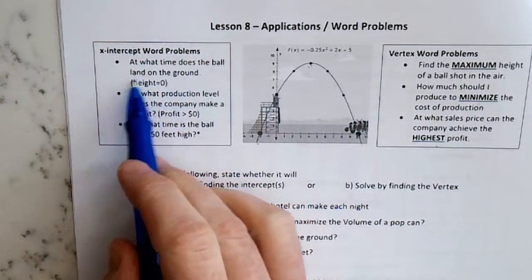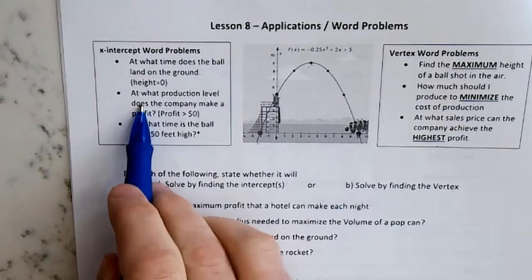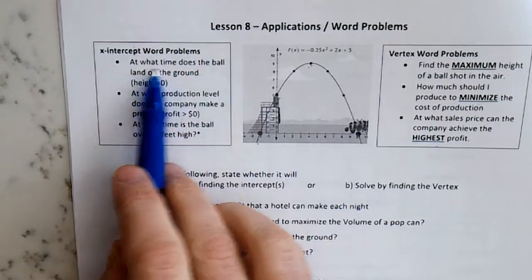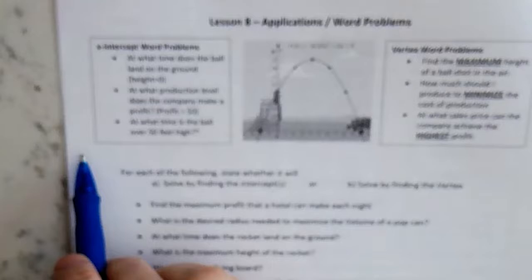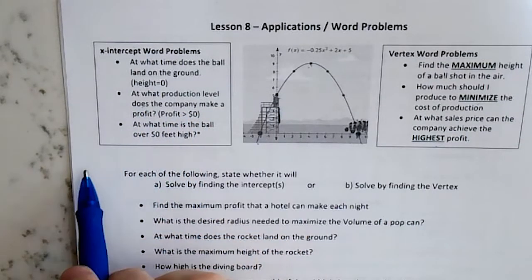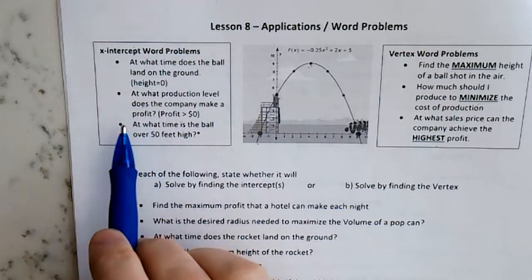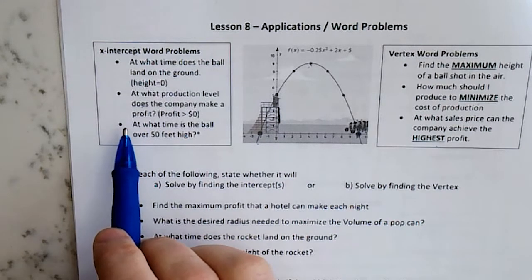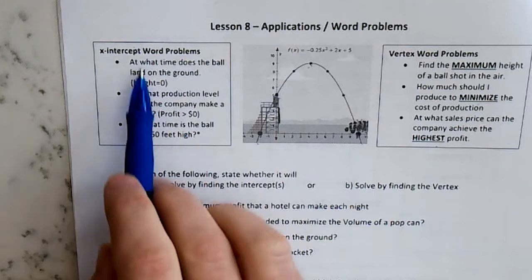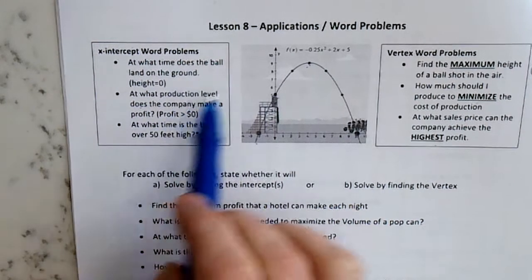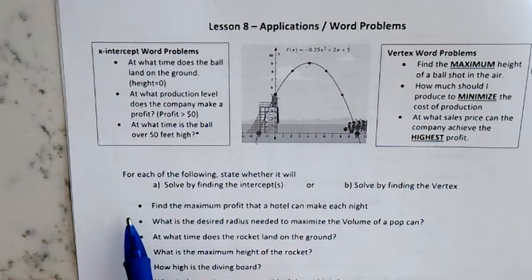The intercepts, notice that there's no maximum or minimum in any of these questions. At what time does the ball land on the ground? At what production level does the company make a profit? So the key thing here is if we don't see the word maximum, highest, lowest, we're going to find one of the intercepts, and we might need to figure out which one it is.